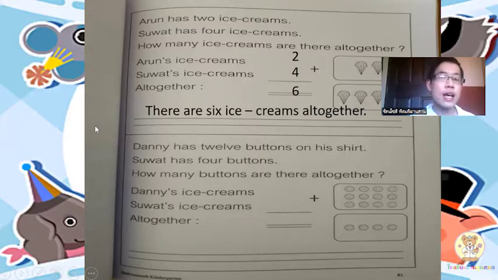Next, question number 3. Danny has 12 buttons on his shirt. Suwat has 4 buttons. So we already know that Danny has 12 buttons, so we need to write the number over here. Danny's buttons equals 12, but Suwat's buttons equals 4. And after that, we need to bring number 12 plus 4 altogether, number 16, because 2 plus 4 equals 6, 1 plus 0 equals 1. 12 plus 4 equals 16. But if you don't make sure that 12 plus 4 equals 16, I recommend you count the number of the picture over here, so you can understand the answer.